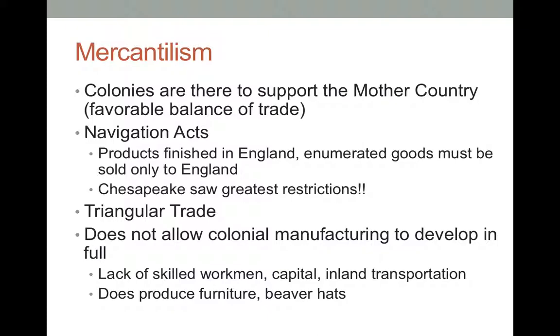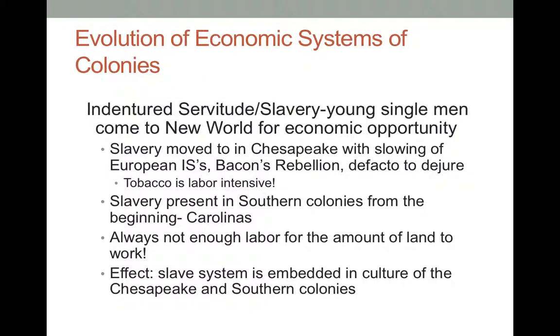This, however, goes against this idea of mercantilism, that the colonies are there to support the mother country, and that they should not be trading with other people. So this is why they passed the Navigation Acts. This is why the triangular trade goes on and things of this nature.